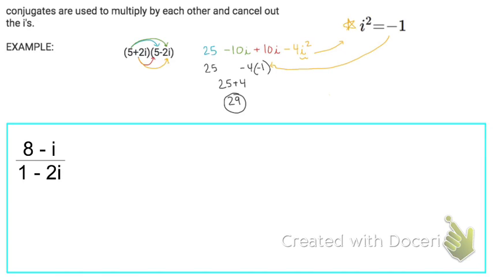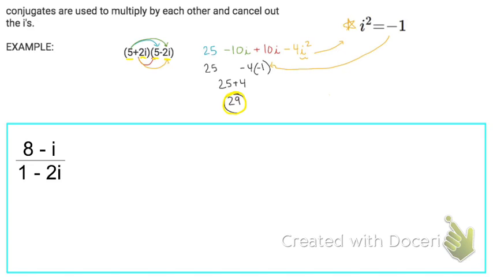5 plus 2i and 5 minus 2i are called conjugates. Notice they both have a 5 and a 2i, but one is plus and one is minus. When I use the FOIL method to multiply these two binomials, notice on the right how the i's cancel out and you're ultimately left with a regular number, 29. Press pause and take a look at that example.